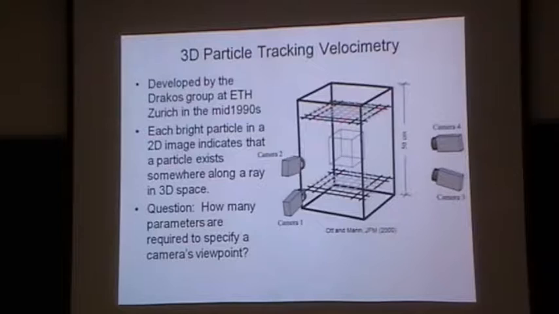So here's a question just to get you thinking about the geometry of this kind of problem. When you think about imaging, one of the big challenges is to take these 2D images from these cameras and turn them into 3D coordinates. And the question is, how many parameters do I have to measure to specify a camera's viewpoint? Have you thought about that? If you give somebody a world and you say where you're going to put a camera, how many parameters do you have to specify for that camera to tell what image it's going to see?